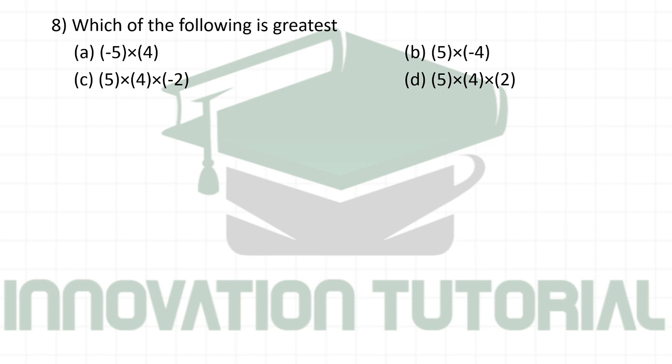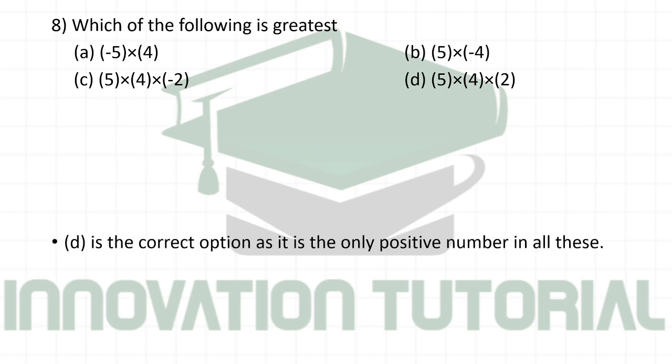See, in option A, minus 5 multiplied by 4 is minus 20. Let's move on to B. B is 5 multiplied by minus 4, which is minus 20 again. C is 5 multiplied by 4, which is 20, multiplied by minus 2 is minus 40. And the last is 5 multiplied by 4 multiplied by 2. 5 multiplied by 4 is 20 and 20 multiplied by 2 is 40.